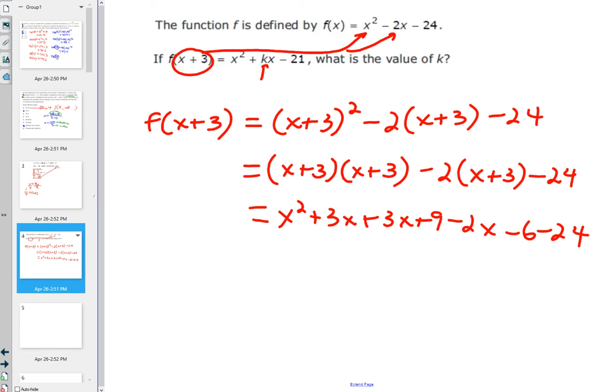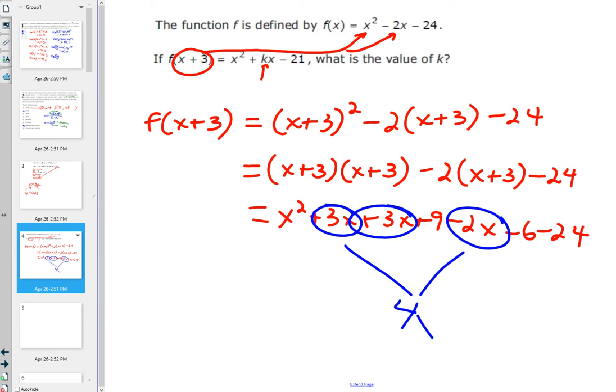Since all I want to know is what's k, k is the b, so let's just combine all the terms that have the x's on it. 3 plus 3 is 6, minus 2 is 4. So k, on the Google form you would just write 4.